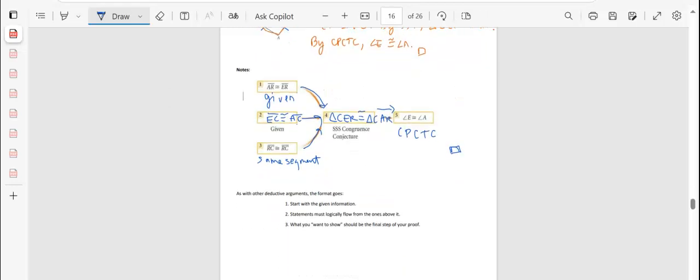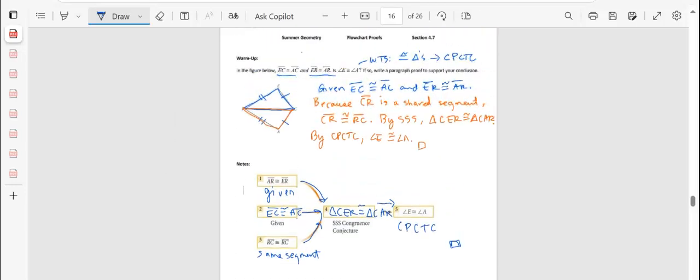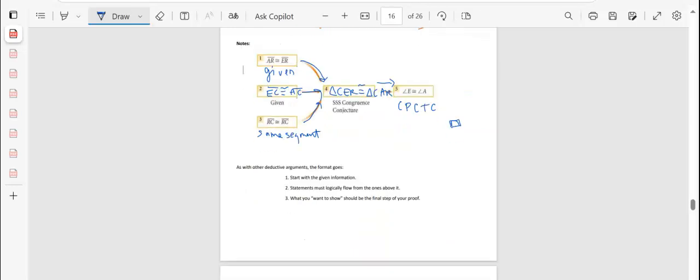Again, to summarize, start with the given. Statements must flow logically from the ones above or before if you're moving from left to right, and then write down what you want to show as the final step of your proof. Sometimes I work backwards. Sometimes I actually start with the final step I want to show, and then I back it up a step, even if it's not fully fleshed out yet. I know the step I want right before that, and then sometimes I have to meet in the middle.